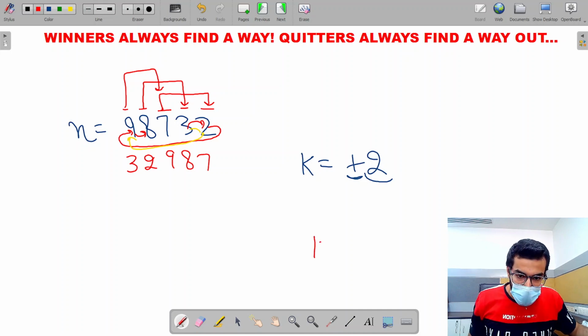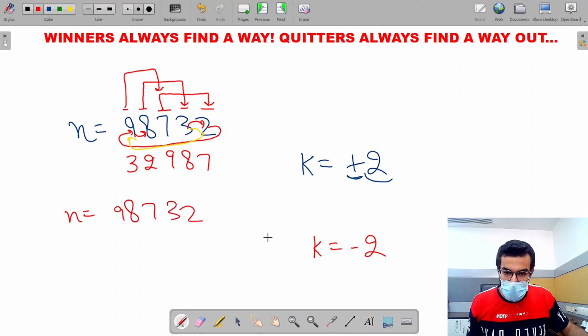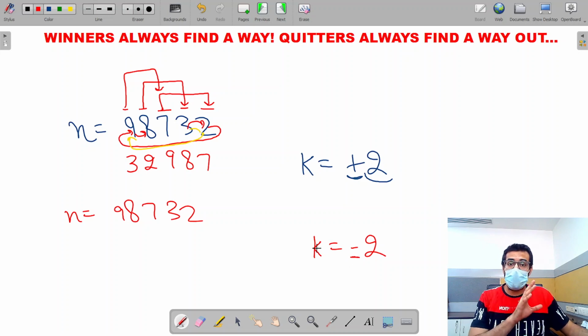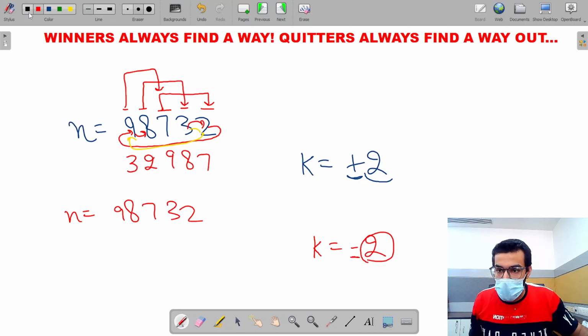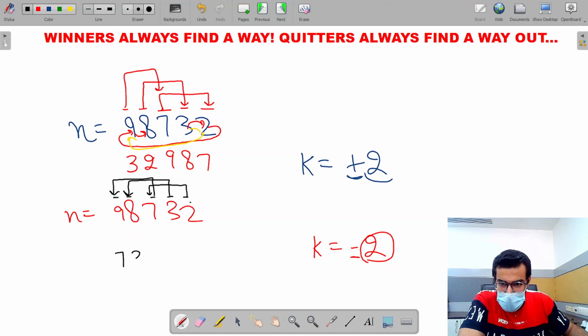Now if the value of k was negative, then we simply had to do something like this. Let me write initially the number. Then minus means that we have to shift each digit of the number to the left, and 2 means that each digit will be shifted by 2 positions to the left side. Let's say that these are the final positions. Then this 2 will be shifted 2 positions to the left. This 3 will be shifted 2 positions to the left. This 7 will be shifted 2 positions to the left. So the number becomes something like this, 732.